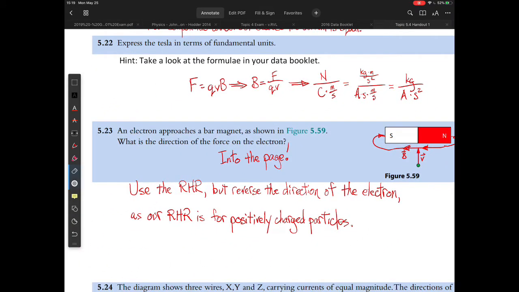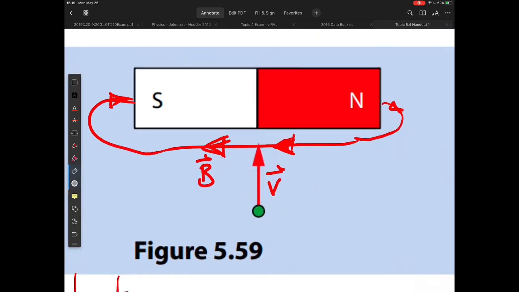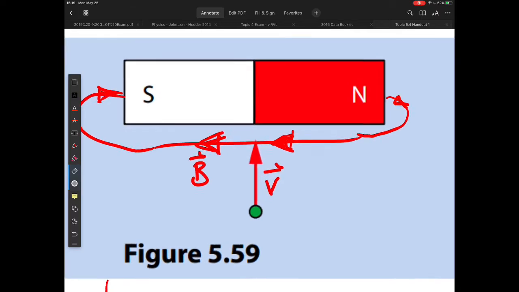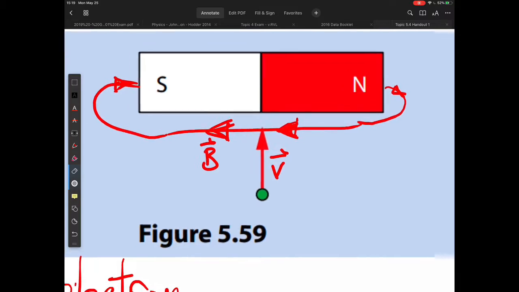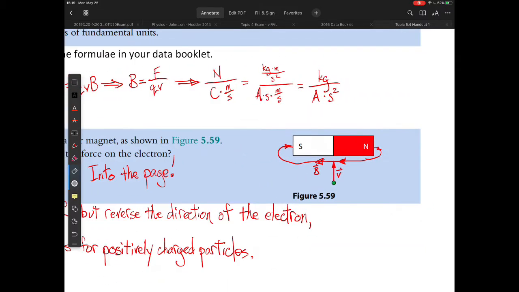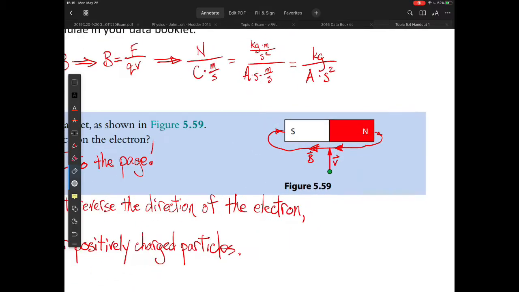5.23: An electron approaches a bar magnet as shown in 5.59. What is the direction of force on the electron? The first thing we need to know is the direction of the magnetic field. So I've drawn here a magnetic field line going from north to south, as they do. And I've also shown here the velocity of my electron. Actually, that was given by the problem.